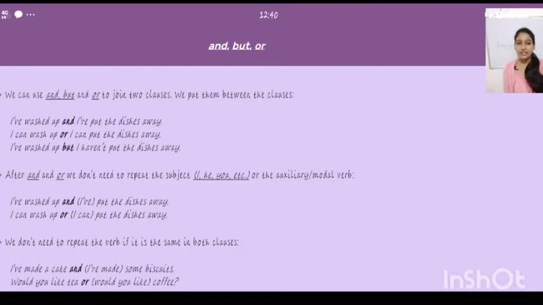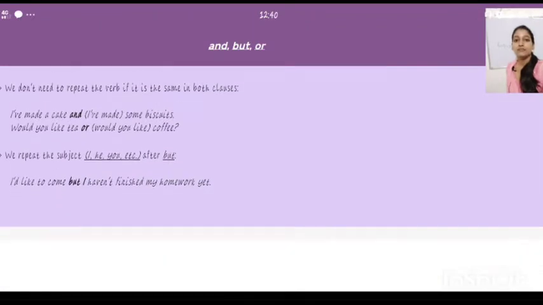I have made a cake and some biscuits. तो made दोनों में आएगा. I have made a cake, I have made some biscuits. तो जब I have भी नहीं रहेगा तो आप main verb भी हटा ही सकते हैं. Would you like tea or coffee?